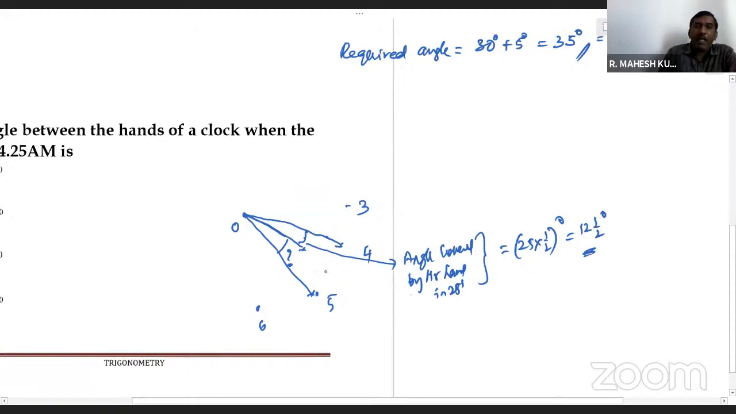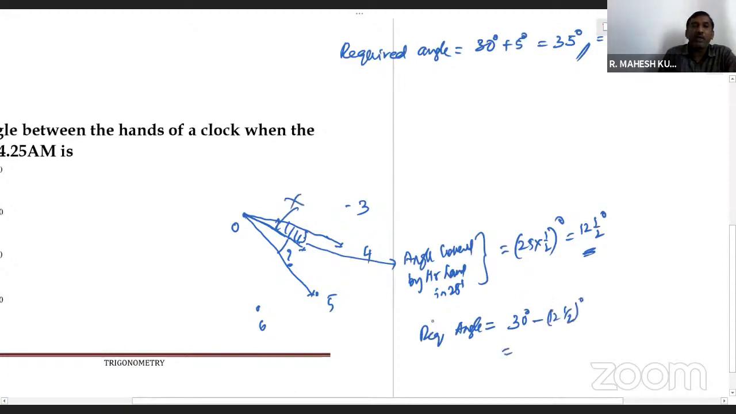So the angle between 4 and 5, how much is the angle between 2 consecutive digits? Let me write the required angle. The required angle is going to be between 4 and 5, it is 30 degrees. But this additional angle we have taken, that we don't want, it has to be removed, minus 12 and a half degrees.